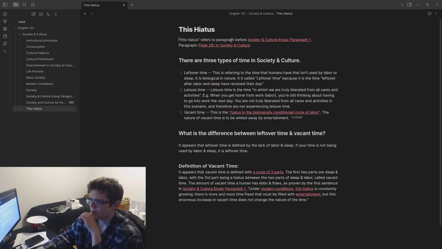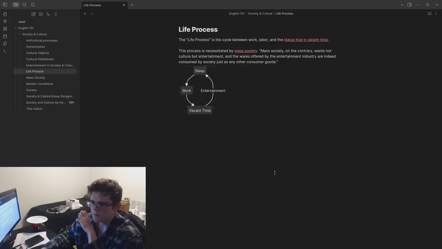Okay, this hiatus. There are three types of time in Society and Culture. There's leftover time, leisure time, and vacant time. And this is the, quote, hiatus in the biologically conditioned cycle of labor. The nature of vacant time is also to be whiled away by entertainment. So definition of vacant time. It appears that vacant time is defined with a cycle of three parts. Cycle of three parts, what's that? Oh, it brings me to this life process.